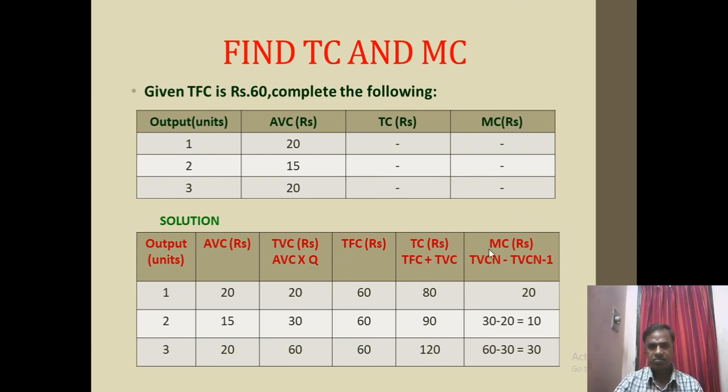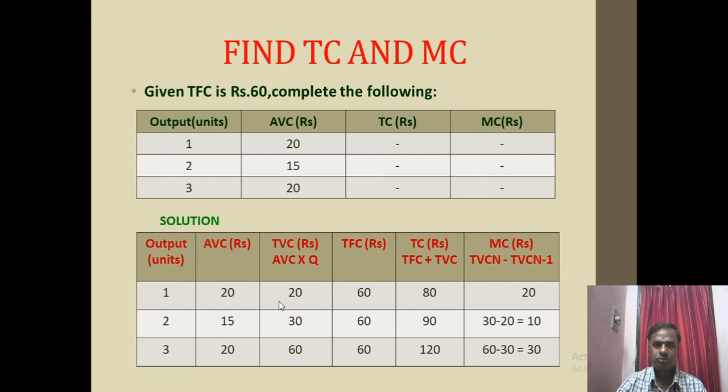And MC, I told you, you calculate from TVC. There are two ways of calculating MC: one is from TC as well as from TVC. Now you calculate from TVC: 20, 30 minus 20, 10, 60 minus 30, 30. See, when the level of output starts from 1, we should not calculate MC from TC. If you write like this, 80 will be there. So this is wrong.